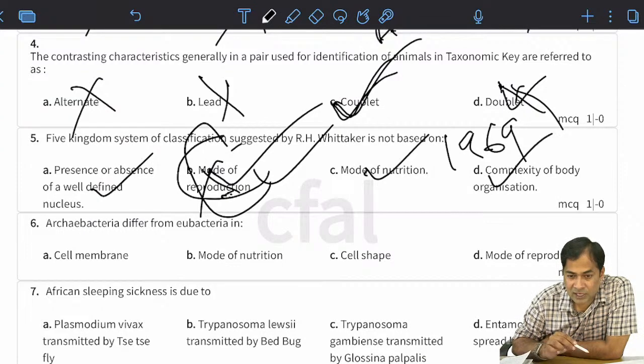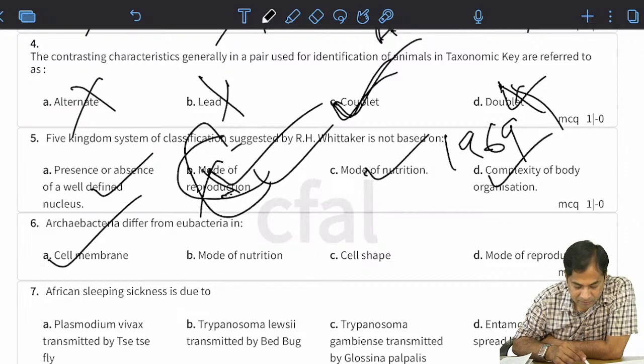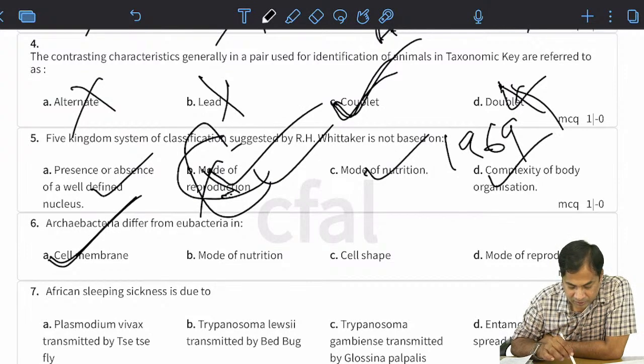Now, why did archaebacteria get that special ability? Because of the presence of a special cell membrane. So cell membrane should be the correct option. It cannot be mode of nutrition, because mode of nutrition is almost the same in both archaebacteria and eubacteria. That's a general character of bacteria. So this cannot be correct.